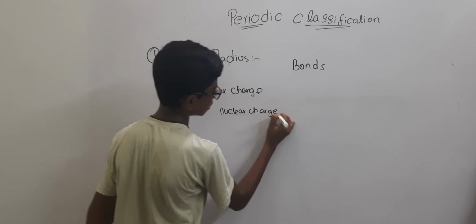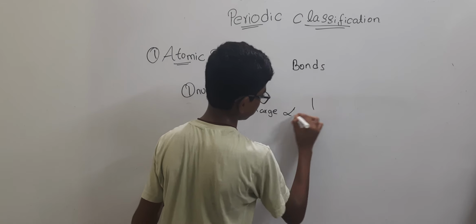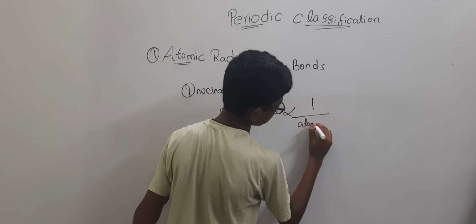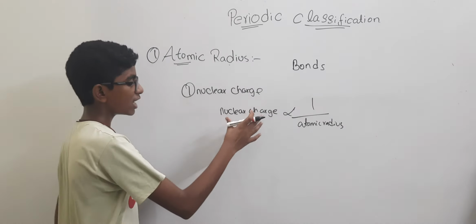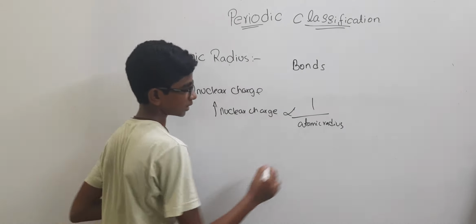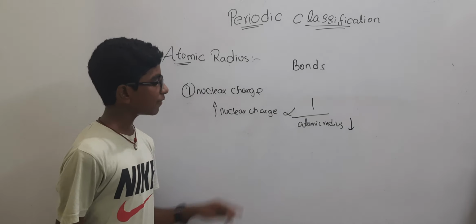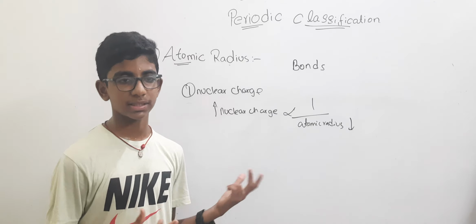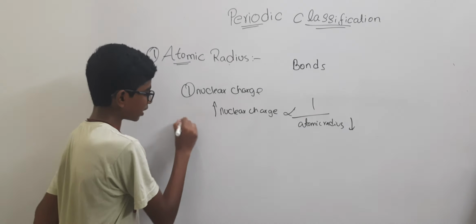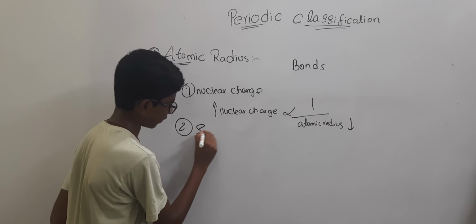Nuclear charge is inversely proportional to atomic radius. Inversely proportional means if nuclear charge increases, the atomic radius decreases. If nuclear charge decreases, the atomic radius increases. I am telling that reason now only. Okay, the second one is screening effect.